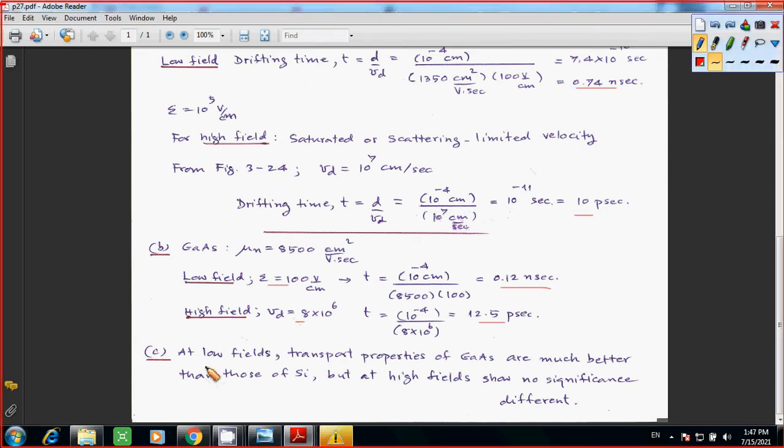So this is my conclusion. At low fields, transport properties of gallium arsenide are much better than those of silicon, but at high fields they show no significant difference. That's problem number one.